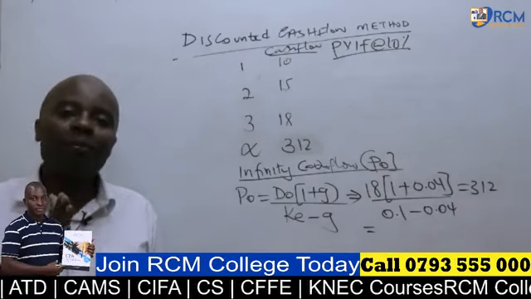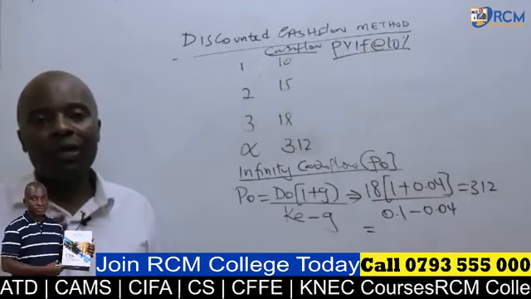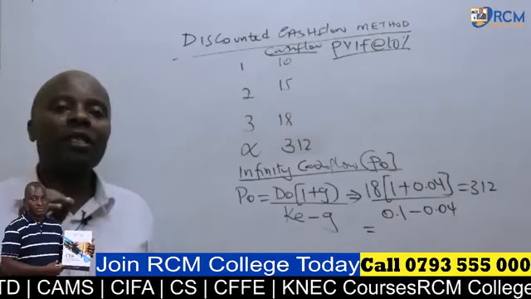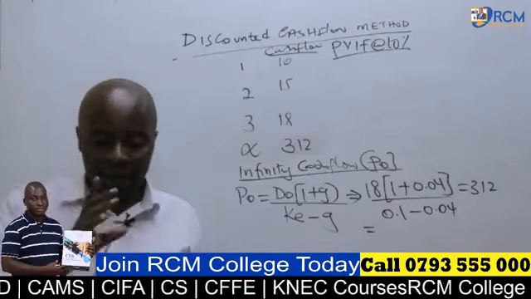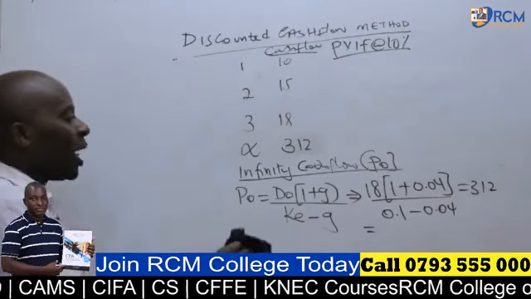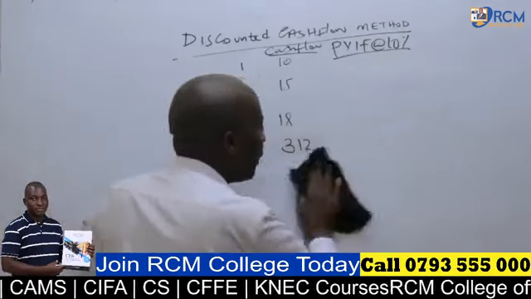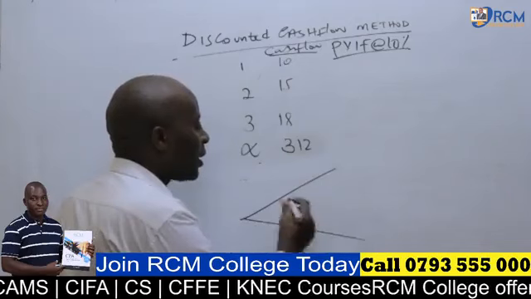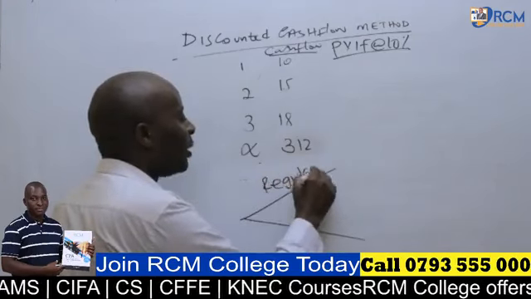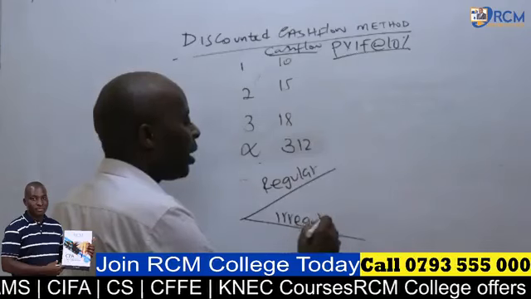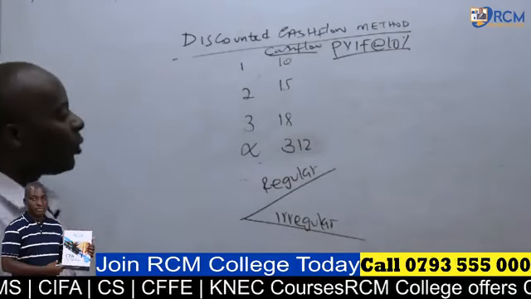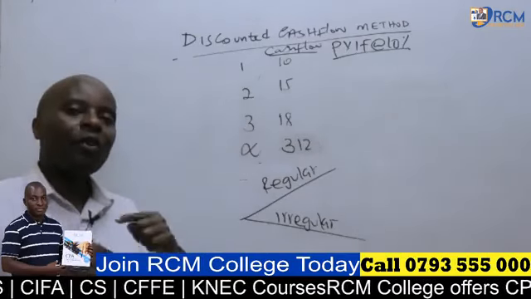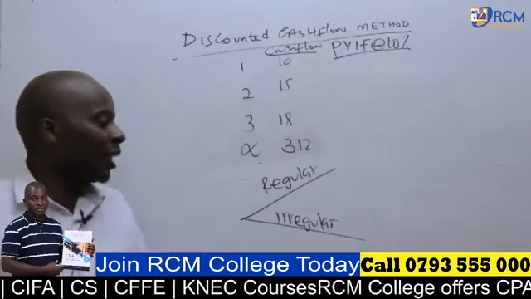Could you kindly help Mwalimu? Which formula of PVIF, which formula of discounting factors, am I going to make use of here? Remember, whenever it comes to discounting cash flows, I have got two types of cash flows: regular versus irregular. Regular cash flows are those that are uniform. Today you get 10, tomorrow you get 10, the other day you get 10, etc.